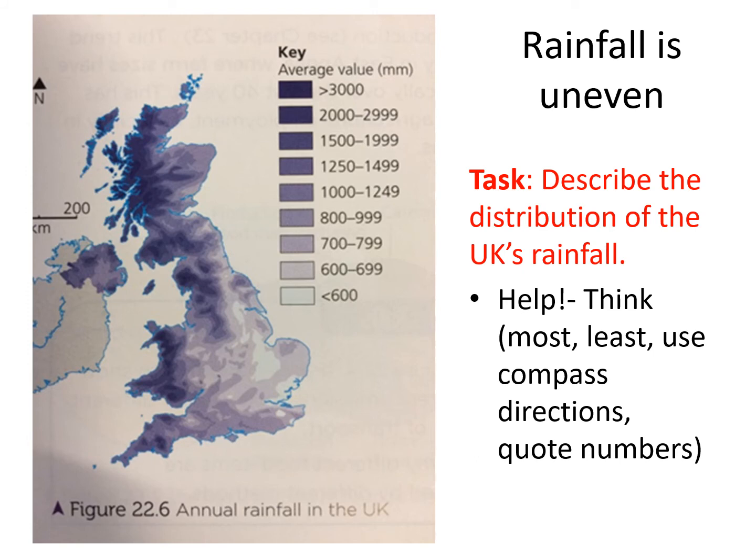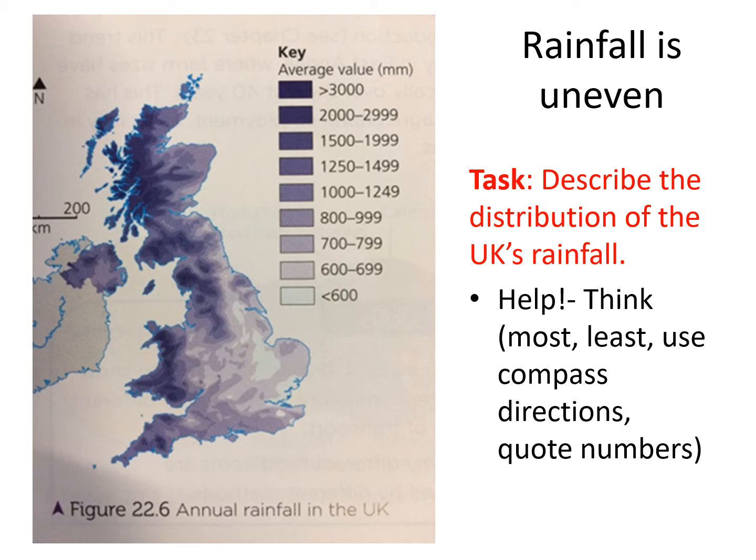Here's a little task for you. We need to look at where our rainfall lands, and as you can see from the map there, our rainfall is very uneven. I would like you to describe the distribution of the UK's rainfall. Now, I don't want to say too much, but I want you to think about using compass directions.